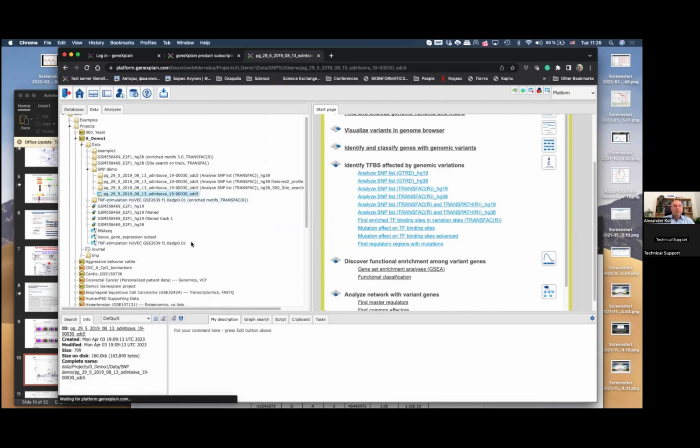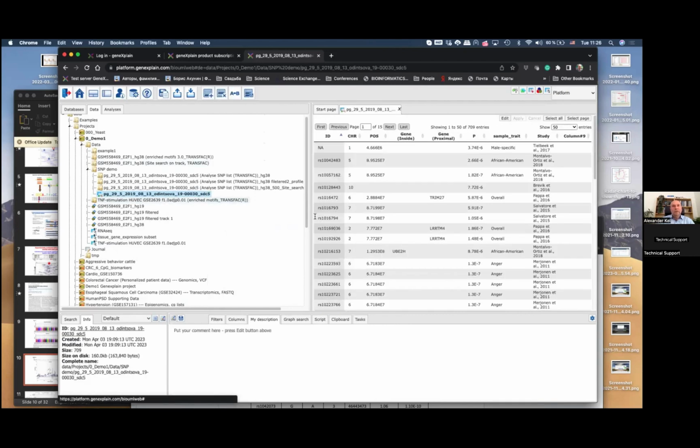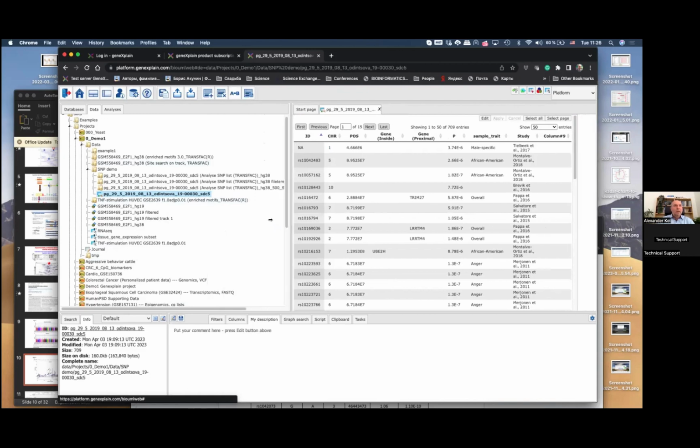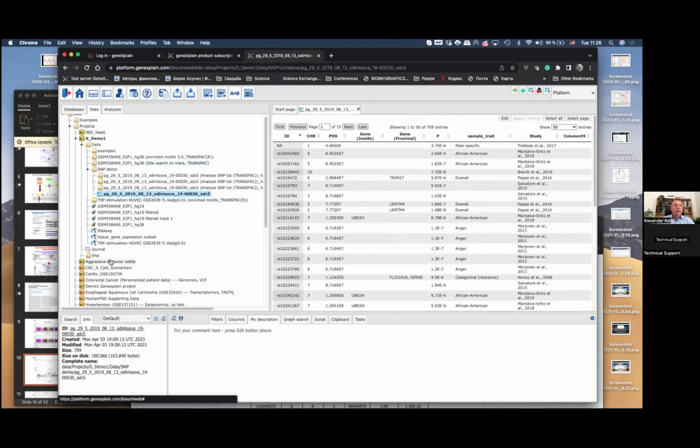I can open it. So basically, just for those who are not familiar with the tool, here in this tree you see a standard tree of projects and folders. And then in each folder, you can have various different tables or files. And the type of the file is actually encoded by this little pictogram. So you see here is a table. So it means if you double click on it, it will be opened as a table.